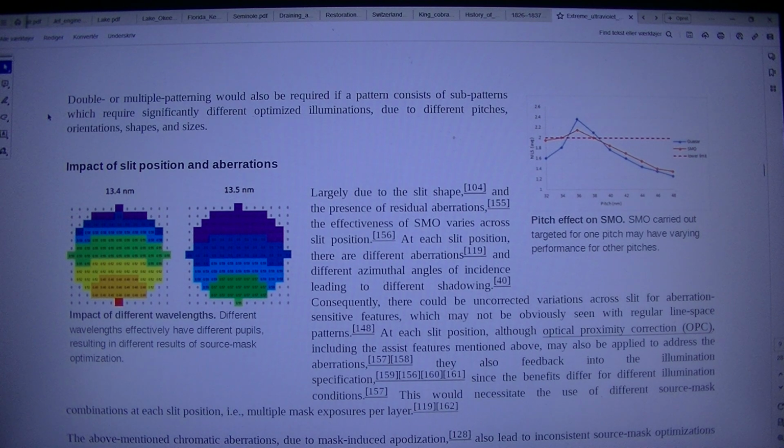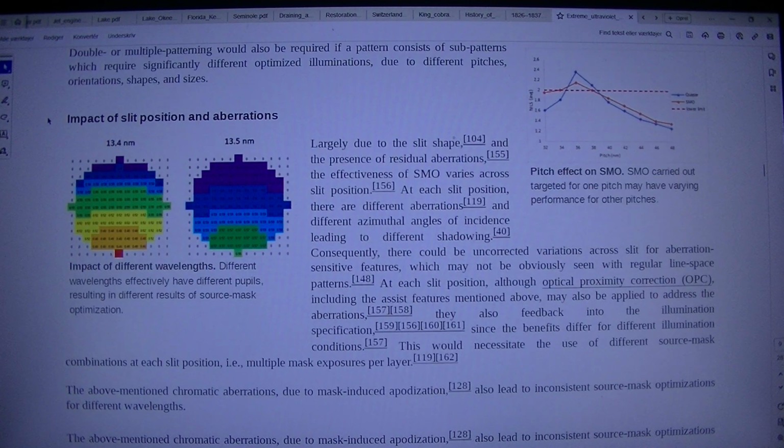Impact of slit position and aberrations. Impact of different wavelengths. Different wavelengths effectively have different pupils, resulting in different results of source mask optimization. Largely due to the slit shape and the presence of residual aberrations, the effectiveness of SMO varies across slit position.